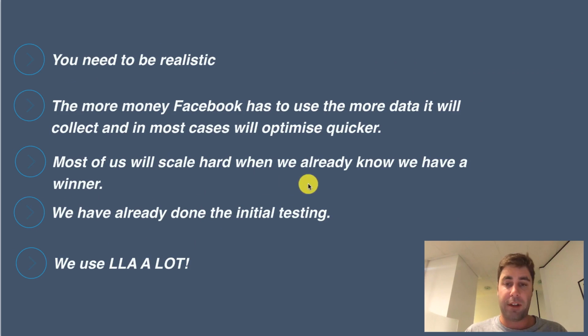Then I would definitely make sure I had a winner. 100% make sure I have a winner. So we've already done the initial testing. We already know that we have a product that's going to win, so then we start to upscale fast.